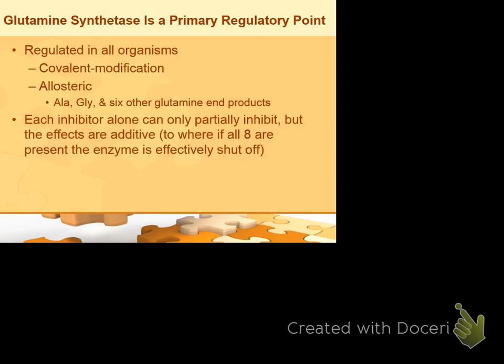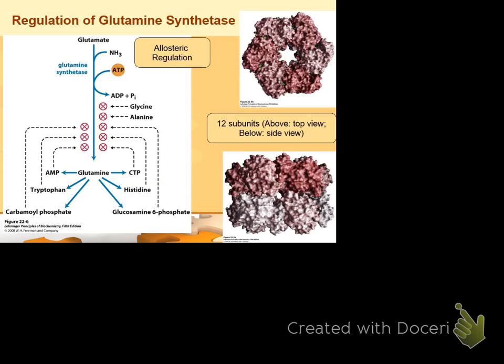But it's alanine, glycine, and then 6 of the other end products that require glutamine. So here we go. Like I said, there's a lot. You can see it's a huge complex.